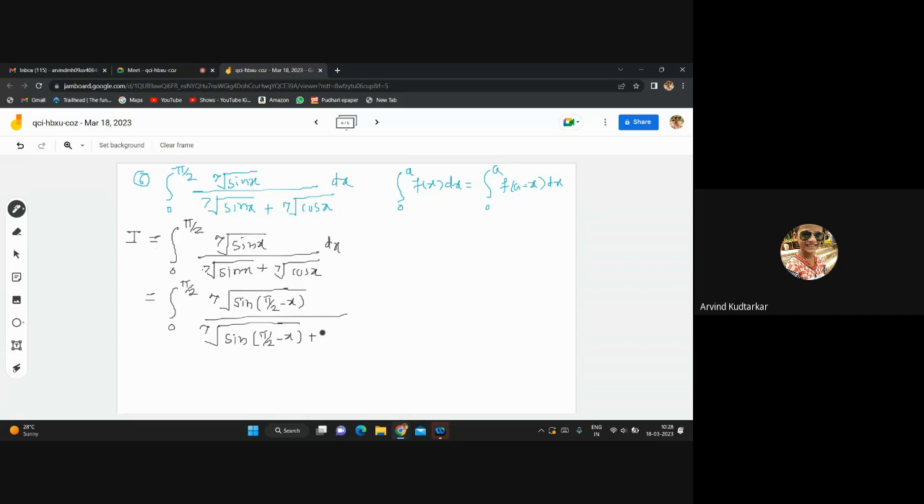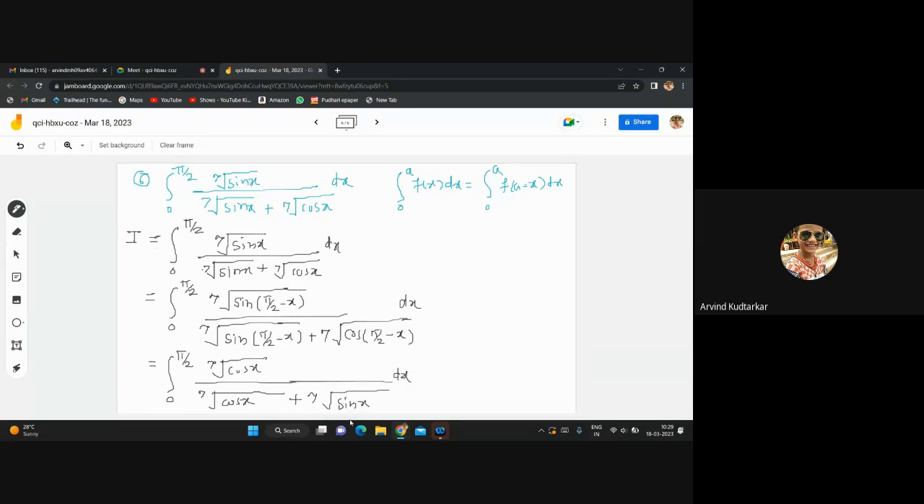So integral from 0 to pi by 2, look, sin of (90 minus theta). 90 minus theta means what? It lies in the first quadrant. So sin of (90 minus theta) is cos theta. So we get 7th root of cos x upon 7th root of sin of (90 minus theta), which is cos theta again, plus 7th root of cos of (90 minus theta), that is sin theta, that is sin x, into dx.